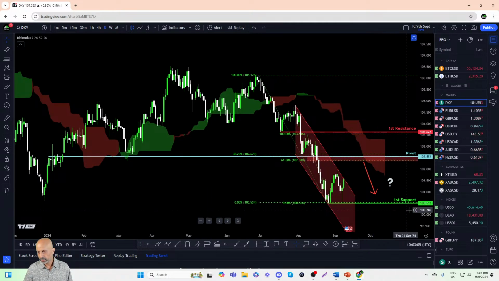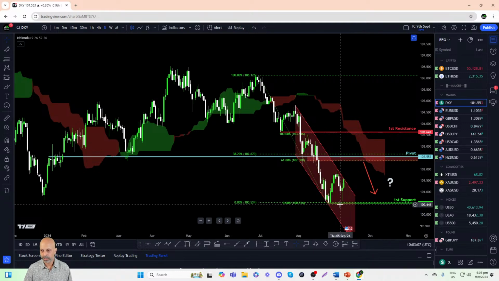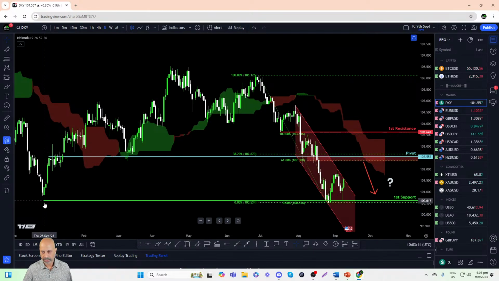Right, first support has been identified at 100.51, which is a swing low support. Actually, if you drag it all the way back here, you can see this is like a multi-swing low support that's been in place since December of 2023. This is very clearly a very strong support area for the dollar index.